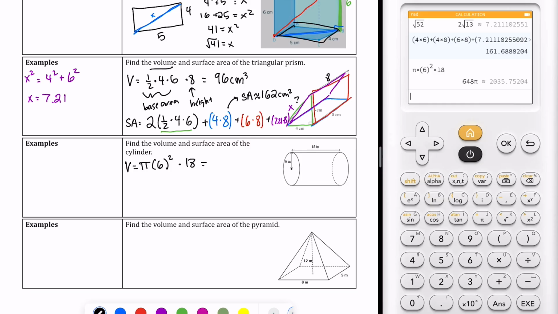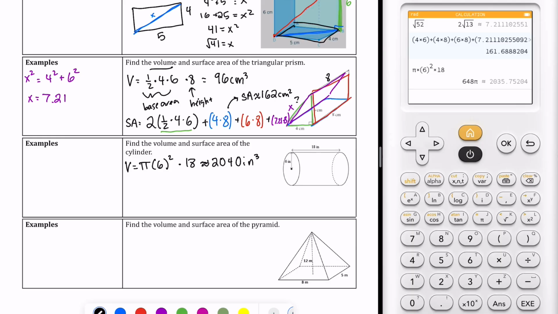Pi times 6 squared times 18 will get us to 2040 if we're rounding to 3 sig figs. Totally all good if you also write this out as 2036, that's fine. But it is okay to round to 3 sig figs like this. I know it can be a little scarier to round that much when we're now 6 off from what it would be, but if we're not told anything else, 3 sig figs is always good. Oh, we're in inches now, so it'll be cubic inches.